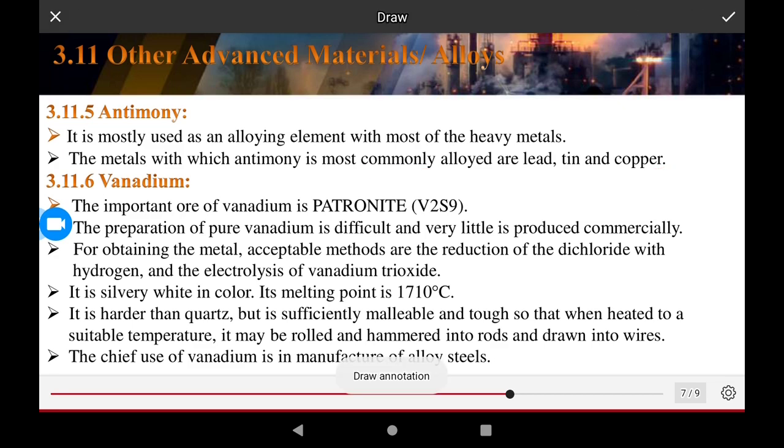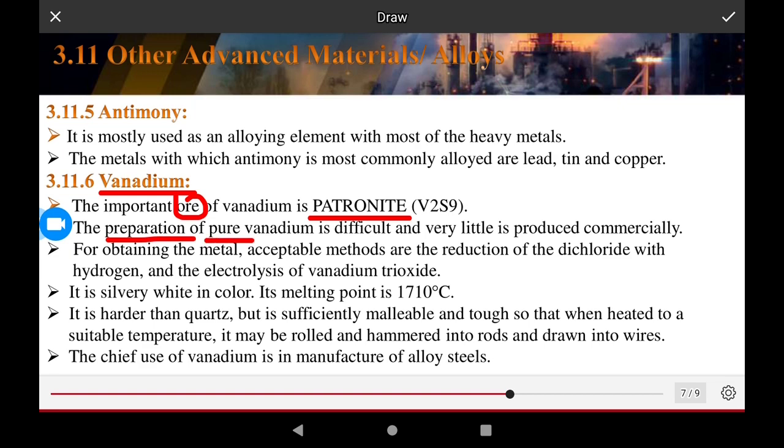Other advanced material and alloy: vanadium. Vanadium is a very advanced material. The important ore of vanadium is patronite, V2S5.